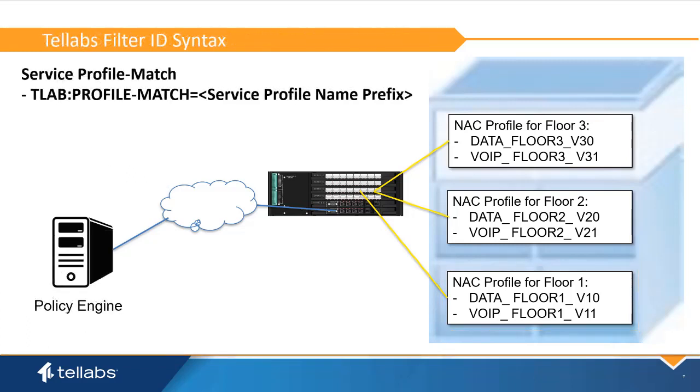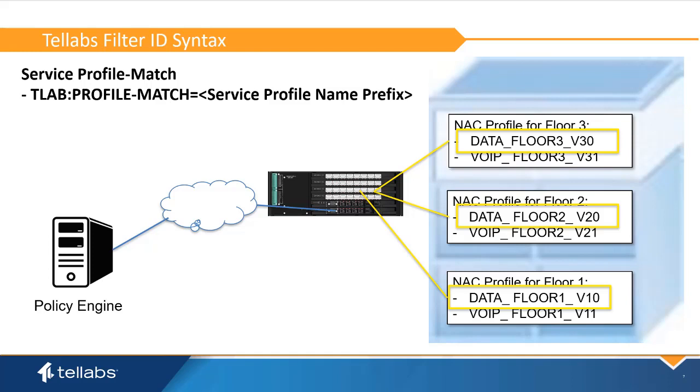When using profile match, the syntax is TLAB profile match and then the service profile name prefix. The service profile name prefix is a substring used to match the beginning of the profile name. For example, ports on floor 1 might have a service profile data floor 1 assigned to them. Ports on floor 2 might have data floor 2, and so on. Each profile will call upon the appropriate VLAN for the floor.